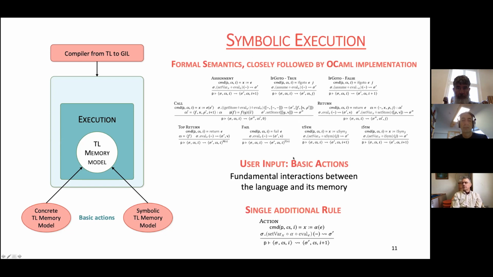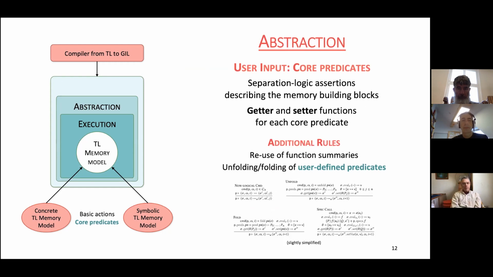And the user inputs basic actions, which are the fundamental interactions between the language and its memory. I'm going to show you this with JavaScript, so you'll see this at work. And it requires a single additional rule to do this, on top of the basic symbolic execution engine. And then with abstraction, what you need to do is not just identify the basic actions. By basic actions, I mean something like get or set a value in memory at a particular location, or a particular location and field.